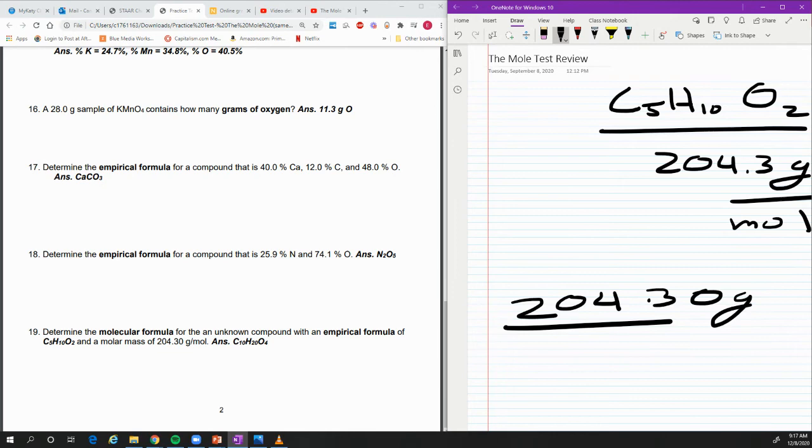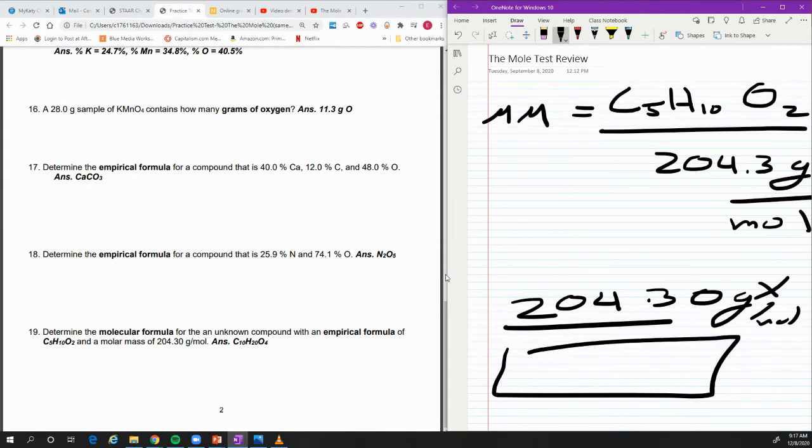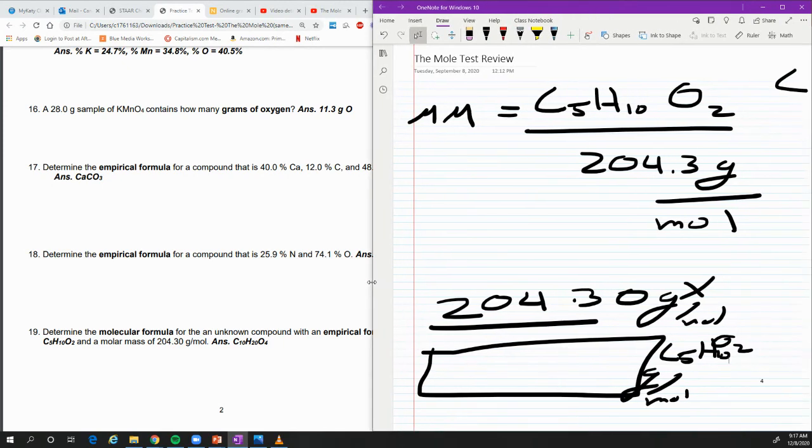204.30. I know that this compound right here, I don't know the weight, so I have to figure out the molar mass. So this 204 is for my X. I don't know what it is, grams per mole. And for this one, I don't know what the gram is, but I know that this is for this particular formula right here, C5H10O2. Let me expand this a little bit. So 204.3 grams.